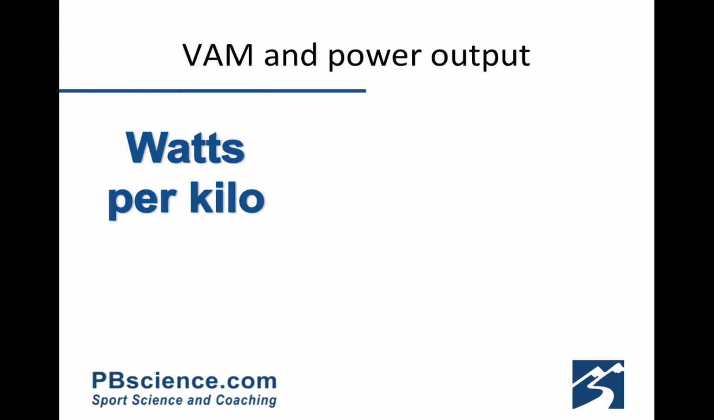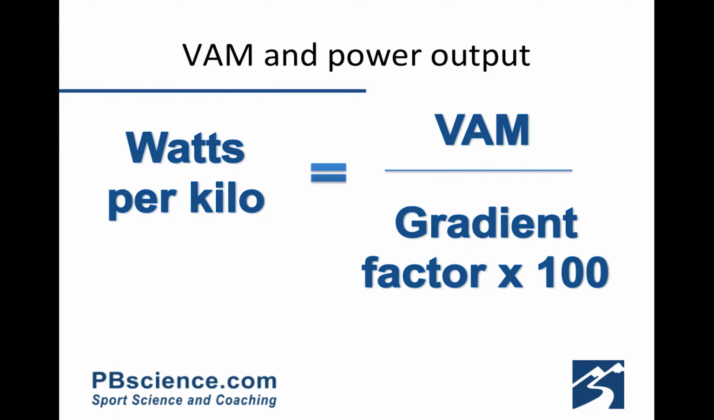If we haven't got a measure of power output, where VAM really comes into its own is if we take the VAM and divide it by what we call this gradient factor times 100, we're going to get an approximation for the watts per kilo.